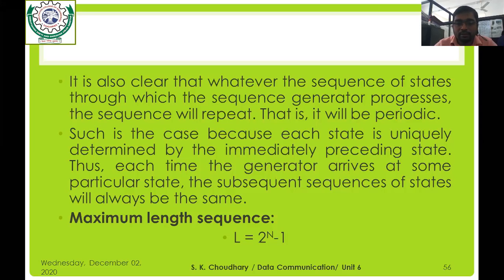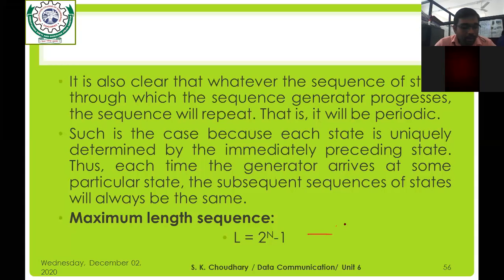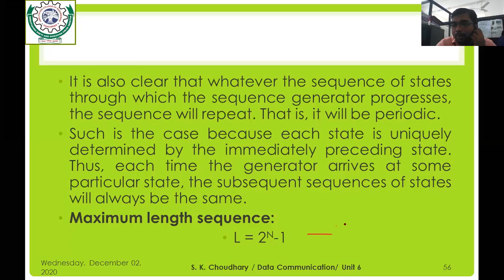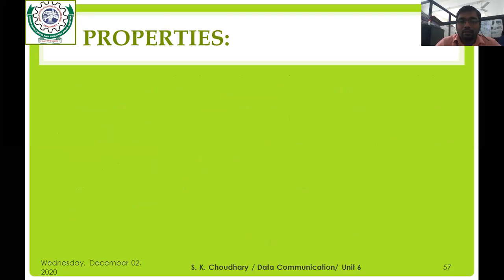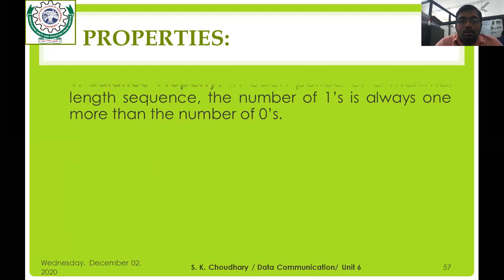So that is defined by this formula. The maximum length is L is equal to 2 raised to the power n minus 1. This is a very important relationship. Please note it down. Now we have to see the properties of the PN sequences. Basically there are 3 properties we will be discussing.